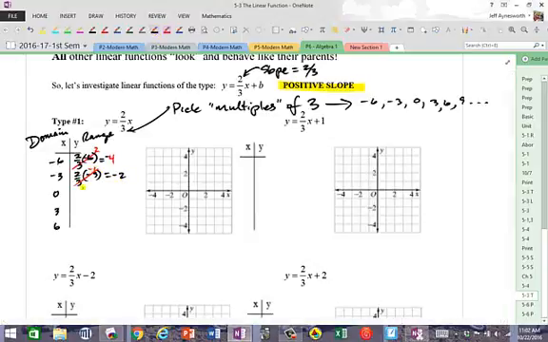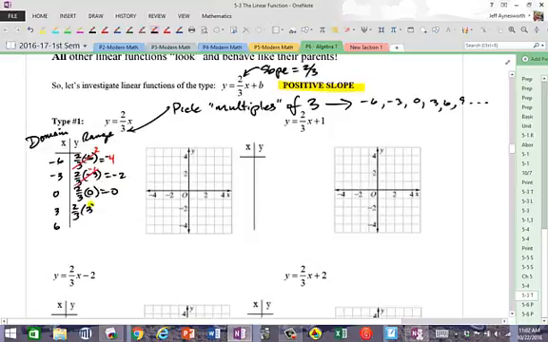2/3 times 0 is just 0. Anything times 0 is 0. 2/3 times 3. 2 times 3 is 6, divided by 3 is 2. 2/3 times 6. 2 times 6 is 12, divided by 3 is 4.